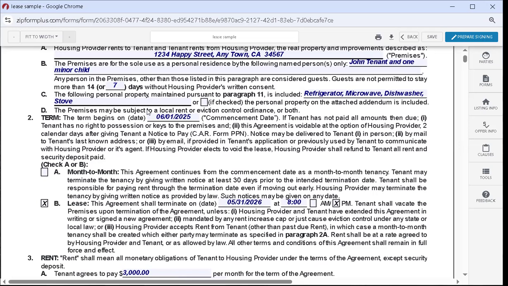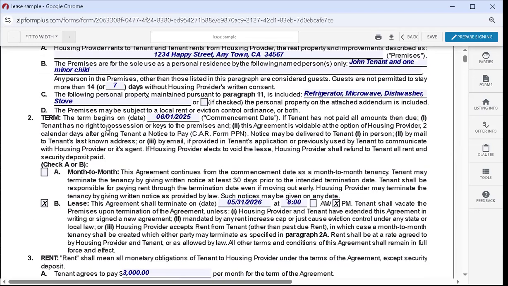Right underneath here, any person other than those listed are considered guests. Guests are not permitted to stay more than 14 days without the housing provider's written consent, or some housing providers will amend it to 7 days. That's up to the housing provider, but please make sure you're pointing that out so they understand that. You're going to put in the personal property that's included, and it's going to become very important, and I'll show you why in a separate part of the contract. Refrigerator, microwave, dishwasher, stove. Some of these may be attached, but I still want to call it out here, because it's going to be maintained pursuant to paragraph 11.